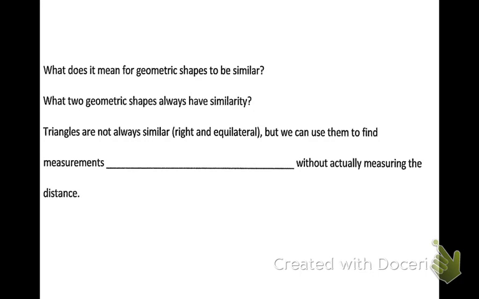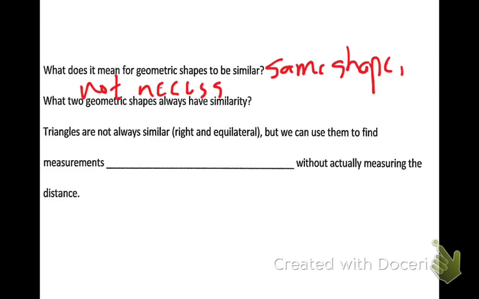What does it mean for geometric shapes to be similar? Same shape but not the same size. They're the same shape. They're not necessarily the same size.